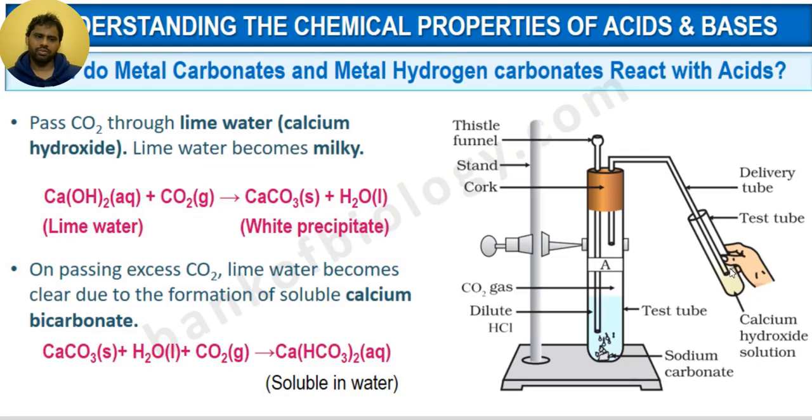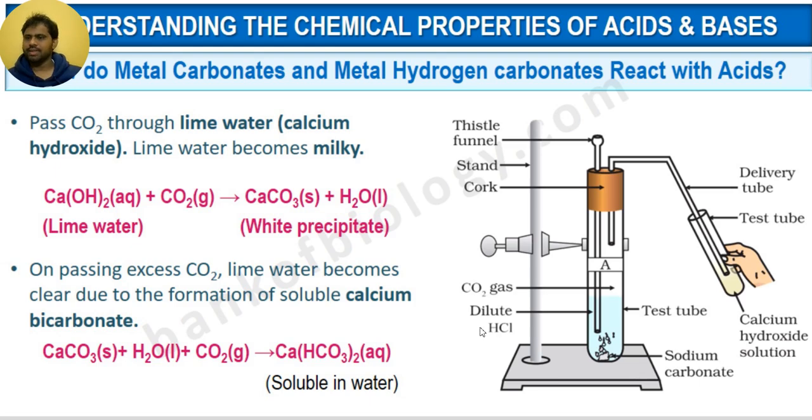Through this, we are passing CO2, carbon dioxide. It is turning it milky. A white precipitate of CaCO3, calcium carbonate, is formed along with water. Now another question comes: what happens if we pass excess CO2? On passing excess CO2, lime water becomes clear again due to the formation of soluble calcium bicarbonate. First, calcium carbonate is formed. Now, when you pass excess CO2, CaCO3 plus H2O plus CO2 forms calcium bicarbonate, which is not milky in color. So again, the water becomes clear.